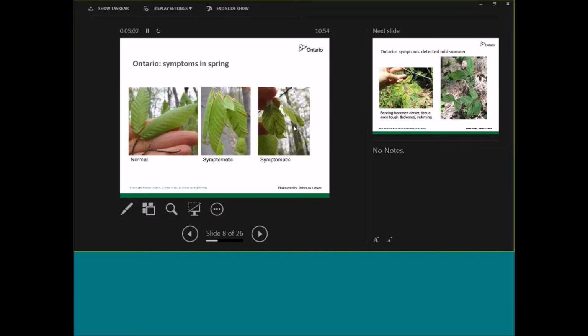In the springtime, Rebecca Lister has been going out every month and collecting leaves for us, and she's taking a lot of photos. So in the springtime, on the left is a normal leaf, and then in the center and on the right side, we have symptomatic leaves, and you can see the banding already on those leaves when they emerge. So the damage is already occurring, we think, when these leaves are in those buds.